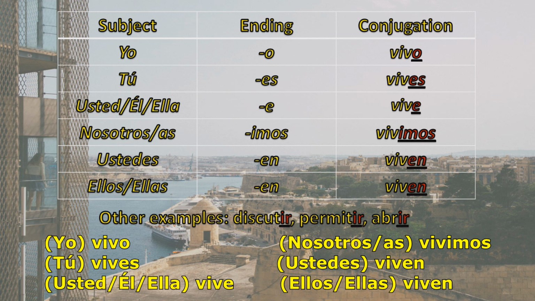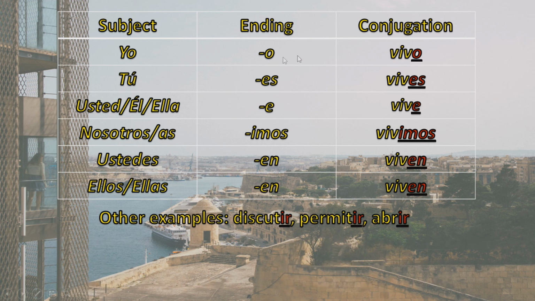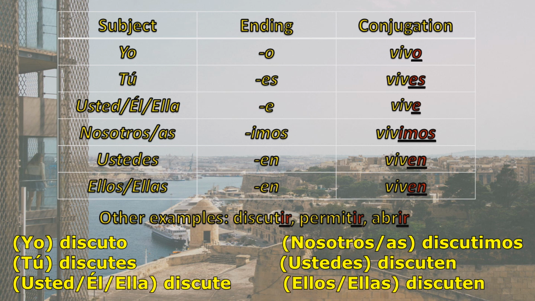Notice that. Again, the only thing I have to do is replace the ending IR with one of these endings. And we have other examples. For example, the word discutir, to argue. And I say, for example, yo discuto, tú discutes, usted discute, él discute, ella discute, nosotros discutimos or nosotras discutimos, ustedes discuten, ellos discuten, or ellas discuten.